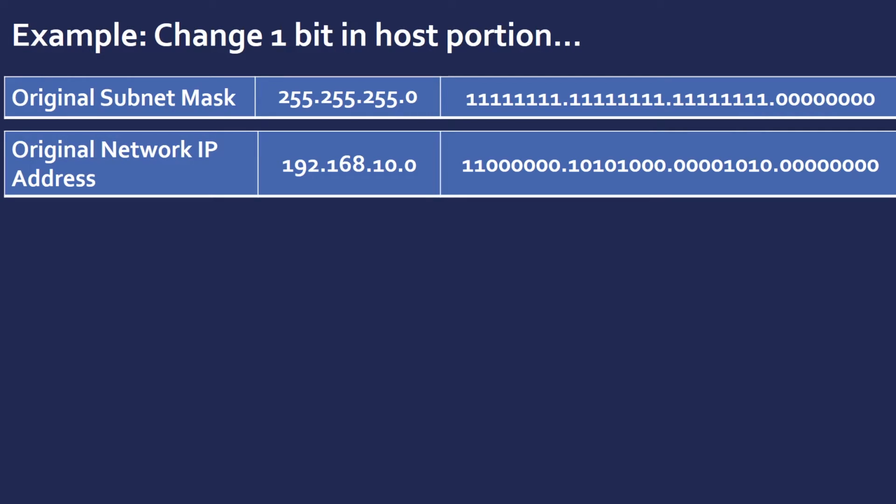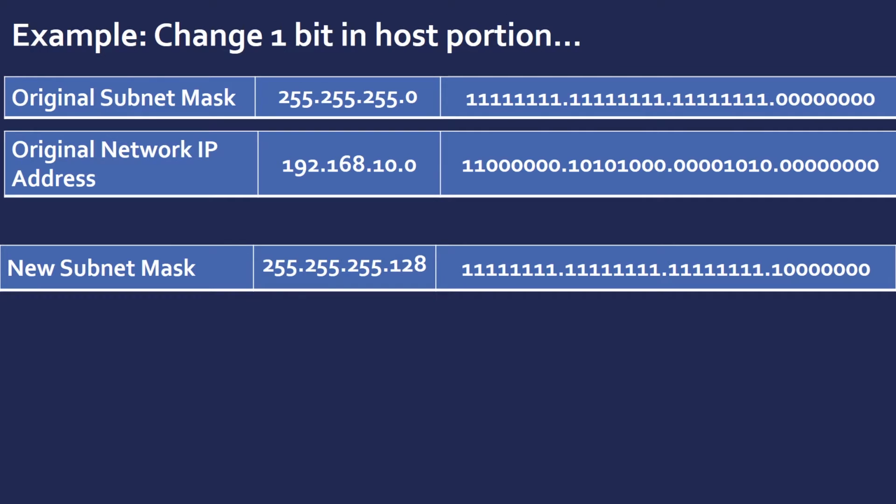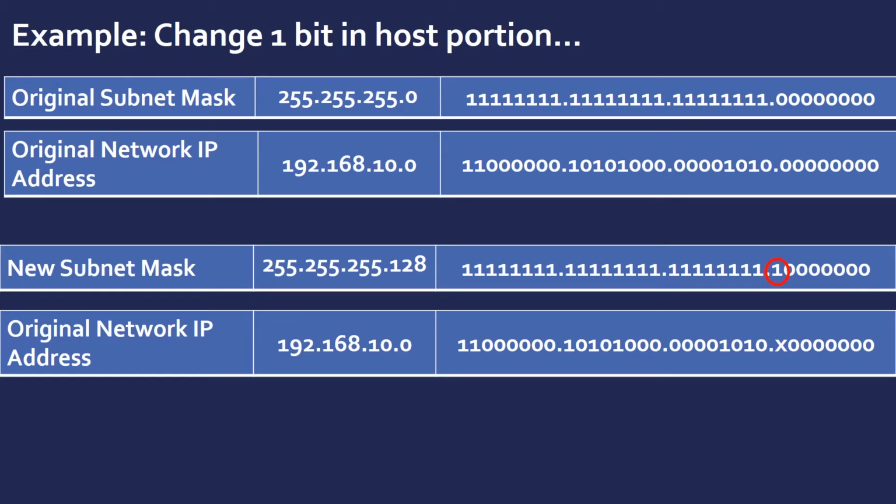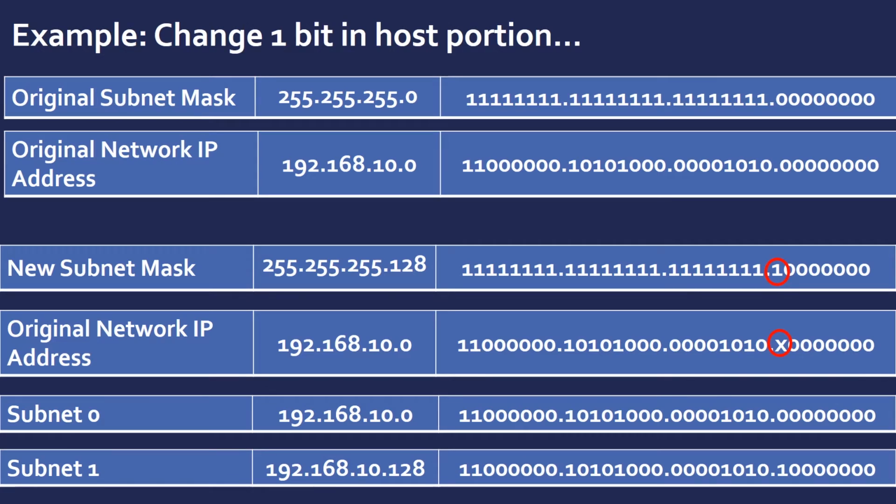So our original subnet mask and network address looked like this. I then created a new subnet mask by changing one bit in the host portion from a 0 to a 1. This bit is sometimes called a subnet bit. Here is the bit we changed in the subnet mask, and here is the corresponding bit in the original network IP address. The corresponding bit in the network address can now have 2 values. It can be 0 or 1. When it's set to 0, this is subnet 0, and when it's set to 1, this is subnet 1. So by changing one bit, we've created 2 new subnets.